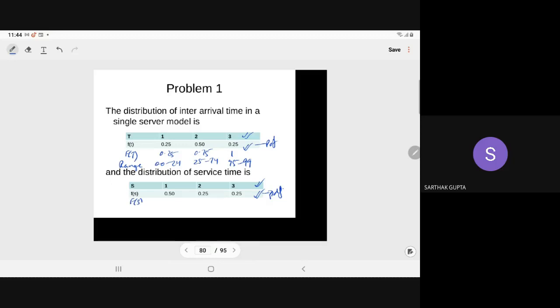Similarly, the CDF for the service time FS will become 0.50, then 0.75 and 1. So the ranges will be 00 to 49, 50 to 74 and 75 to 99. If the random number for service lies in these intervals, we take the corresponding service time.